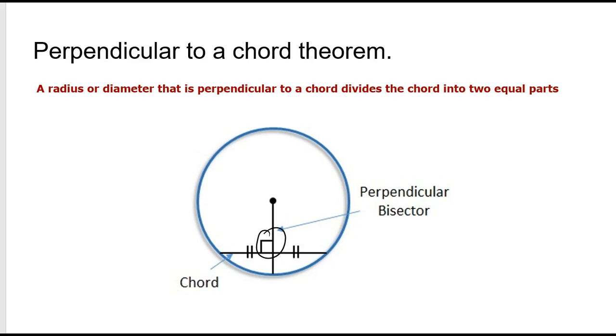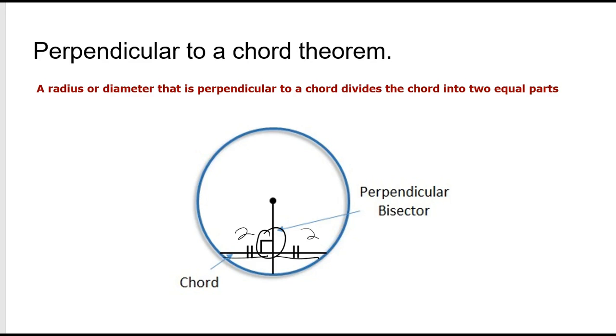It says here radius or diameter, so it could be diameter, if it's perpendicular to a chord. So if it creates a 90 degrees, that means it cuts it in half, 2 equal parts. That means this side is congruent to this side. So if the whole thing was 6, each side would be 3, or if this was 2, this would also be 2. That's what it means.